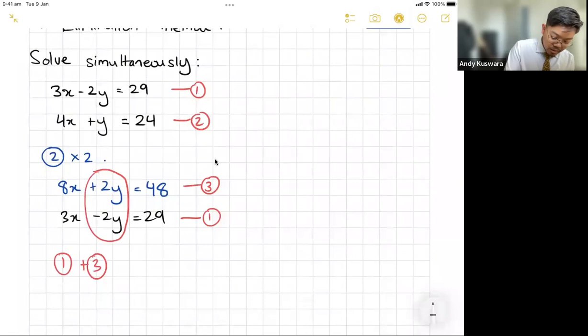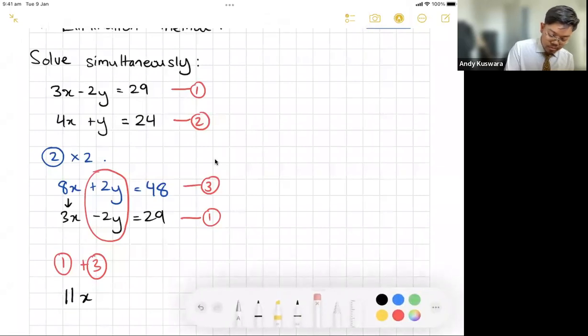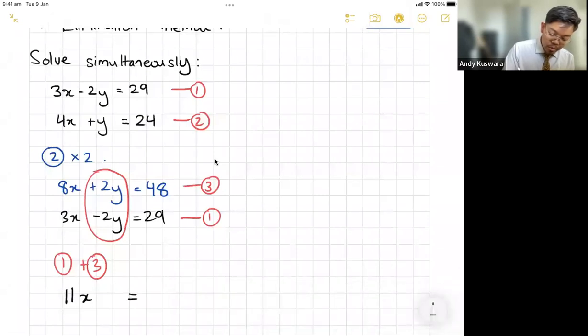So I'm going to take a look here. What's 8x plus 3x? That gives me 11x. I'm going to see here what happens when I get plus 2y plus minus 2y. That's going to give me 0. And then I've just got my equals, which is 48 plus 29, and that's going to give me 77. And that's quite nice. I can see here that x will equal 7.